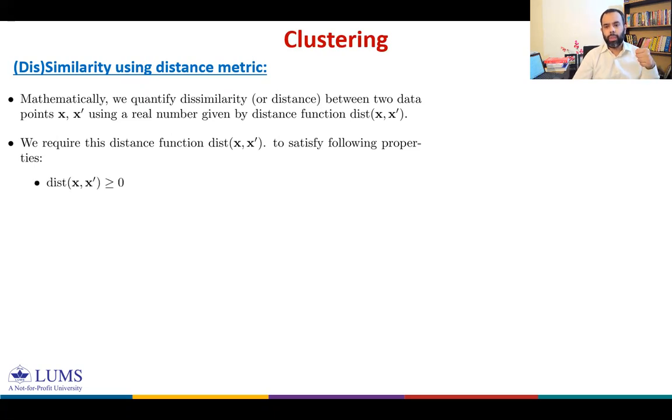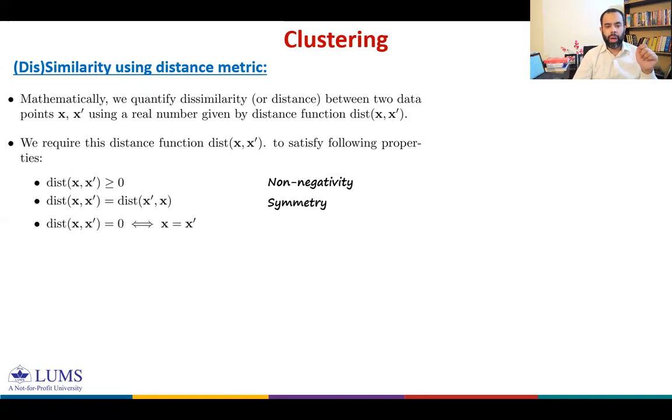First, it has to be non-negative. Second, it has to be symmetric. Obviously, we cannot say that A is similar to B and B is not similar to A. So distance has to be symmetric.